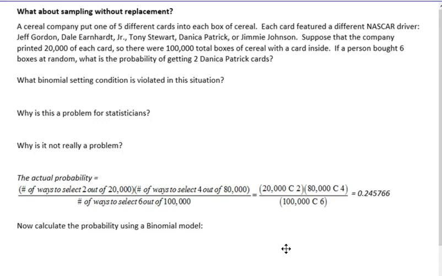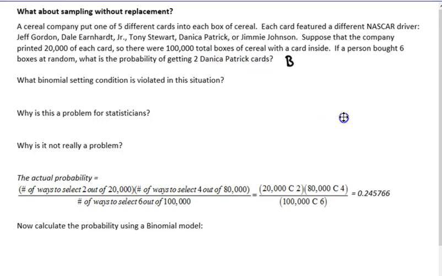Suppose that the company printed 20,000 of each card so that there were 100,000 total boxes of cereal with a card inside. If a person bought 6 boxes at random, what is the probability of getting 2 Danica Patrick cards? Okay, so what binomial setting condition is violated in this situation? So let's think about what the binomial situation is. So we have, what's the probability of getting 2 Danica Patrick cards?